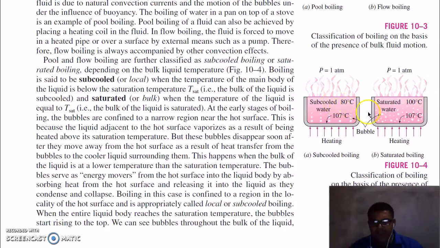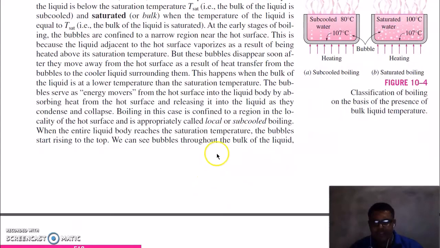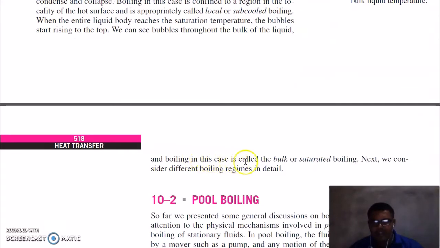On the other hand, in saturated boiling, the temperature of the surrounding liquid is at 100 degrees Celsius. In that case, if bubbles move up from the surface, they won't lose heat to the surrounding medium and the bubbles will be able to reach the surface. So we can see bubbles throughout the bulk of the liquid in this case. This is called bulk or saturated boiling.